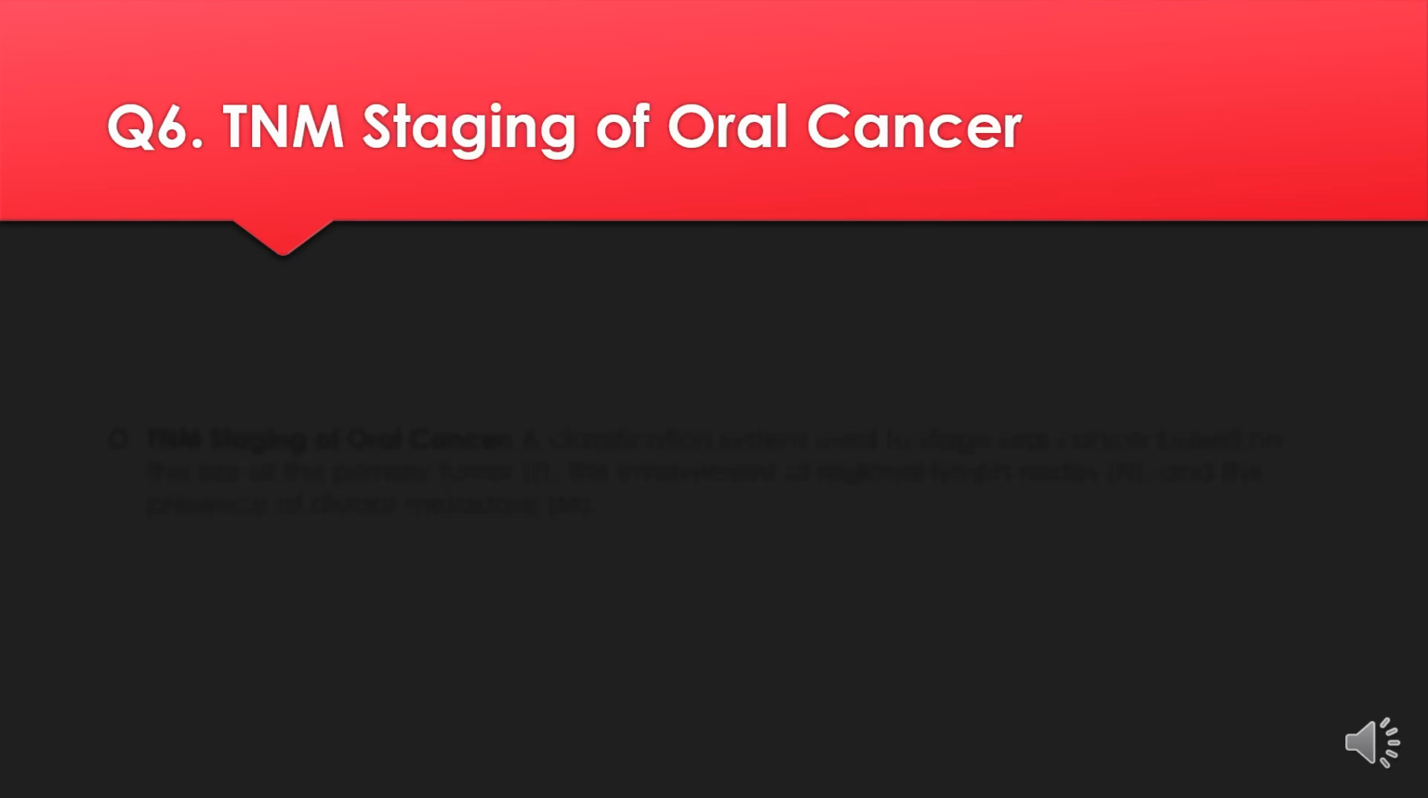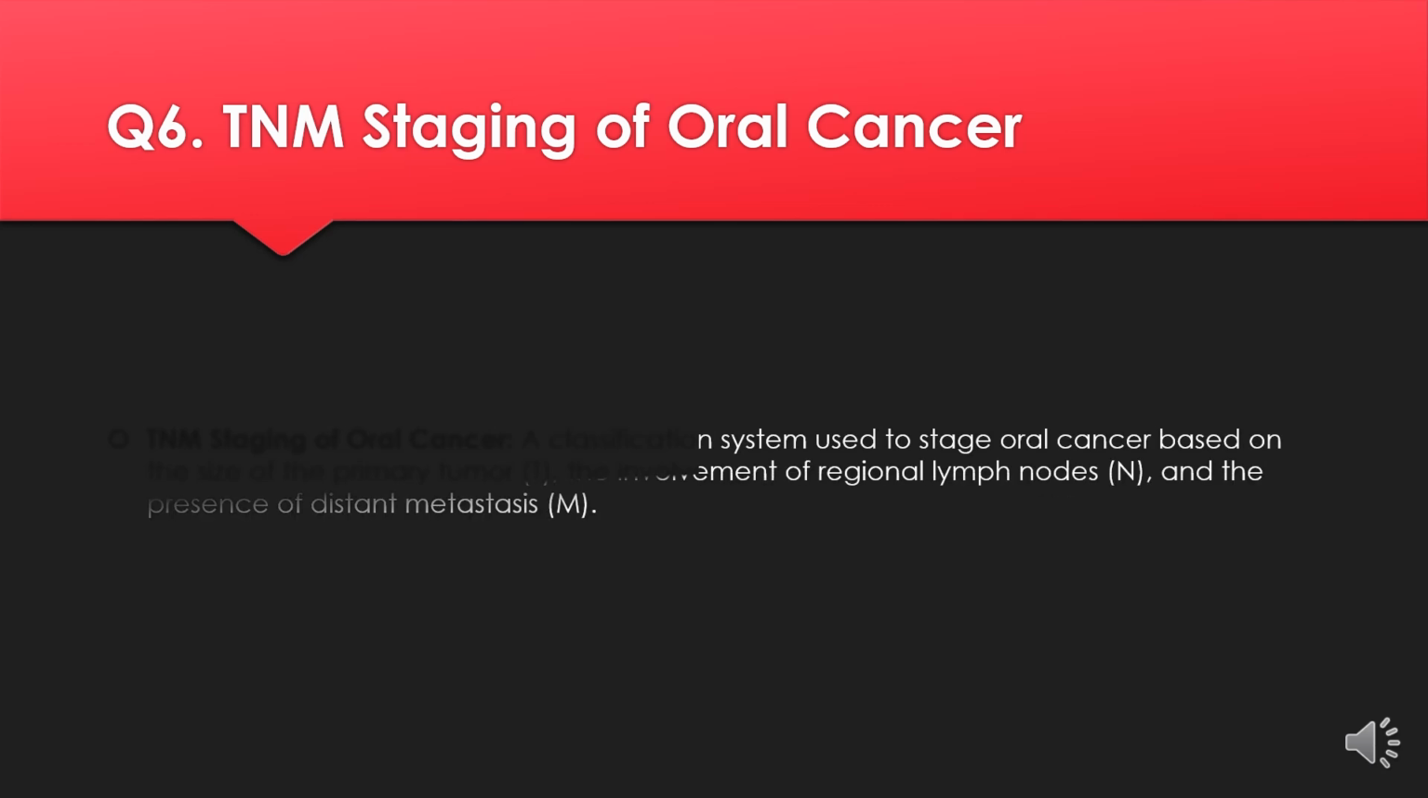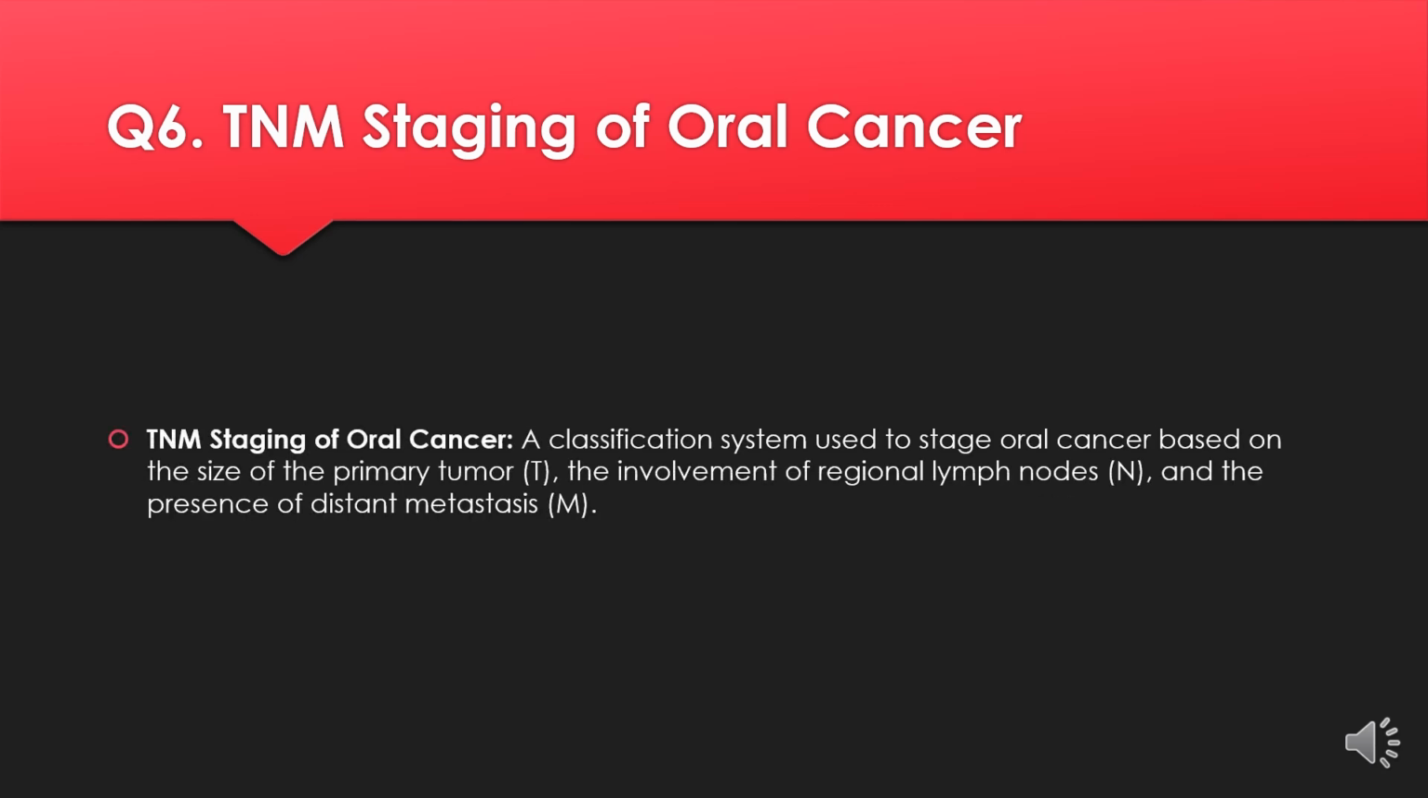Next question is TNM staging of oral cancer. It is a classification system used to stage oral cancer based on the size of the primary tumor, the involvement of regional lymph nodes, and the presence of distant metastasis.